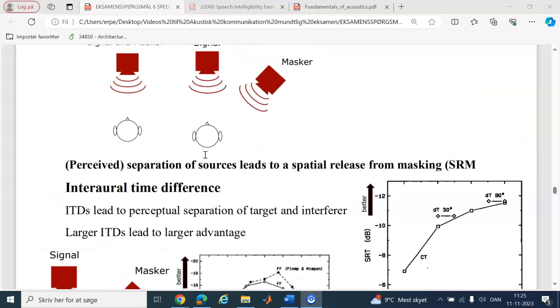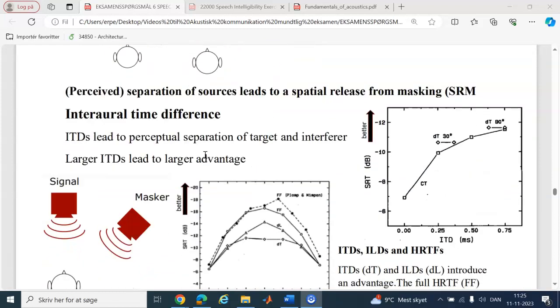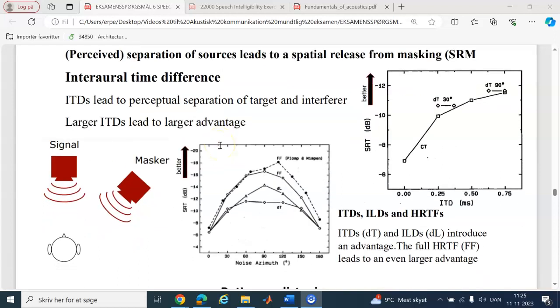The interaural time difference is better. ITD leads to perceptual separation of target and interferer. Larger ITDs lead to larger advantages. Larger ITDs means larger advantage. Okay, it's easier to listen to.